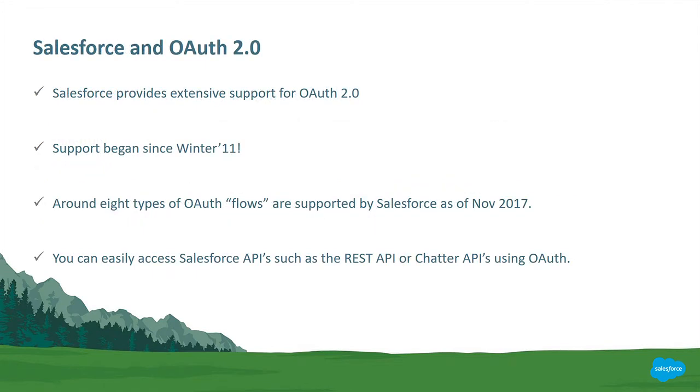So a quick note about Salesforce and OAuth. It's amazing how Salesforce has kept up to date with OAuth. Support began since Winter '11, so that's almost 5 to 6 years of support. As of today, there are 8 different types of flows in OAuth that Salesforce supports. We're going to look at one flow in detail, and a few other flows at a high level. And the main use case for OAuth with Salesforce is a third-party system or a third-party application can access Salesforce data through the Salesforce APIs using OAuth.